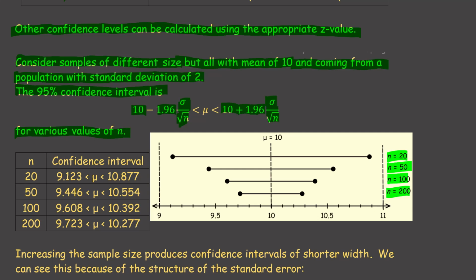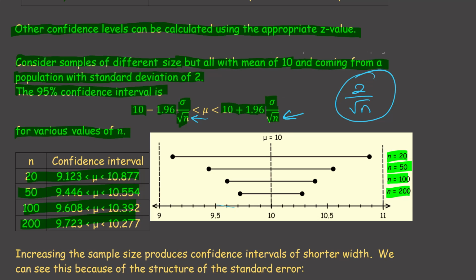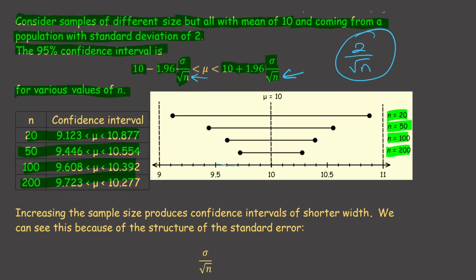This should not be surprising since n is in the denominator, and if we're dividing by a bigger number with sigma staying the same, say as 2, so we've got 2 over root n, as n gets bigger, this quantity gets smaller, and therefore the confidence intervals get narrower. This shouldn't really be a surprise once you think about it like that, but it's important to note that because it's a question that regularly comes up in tests and exams.